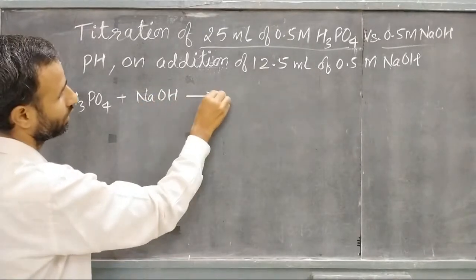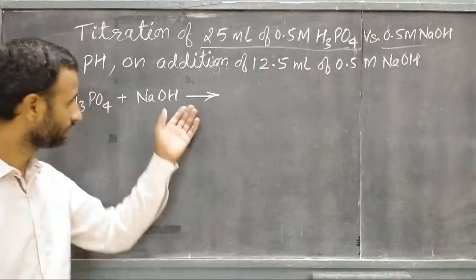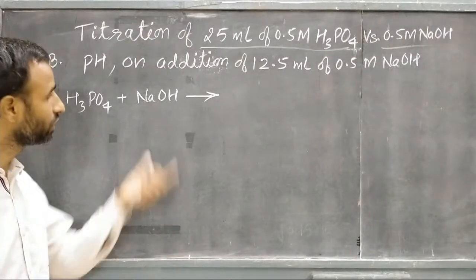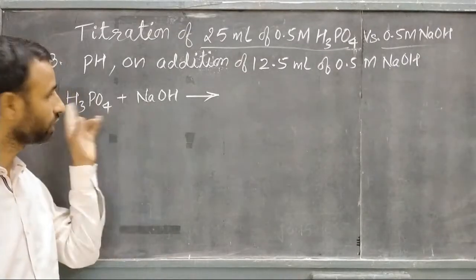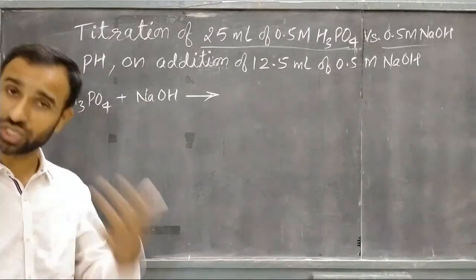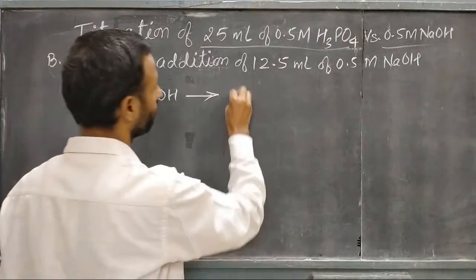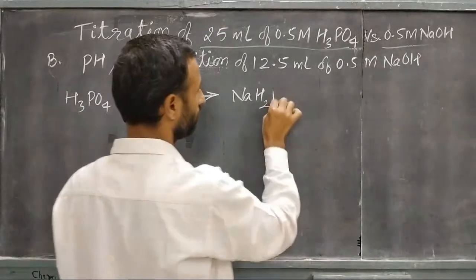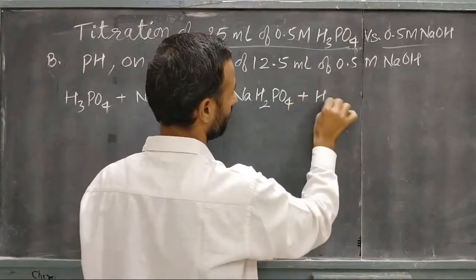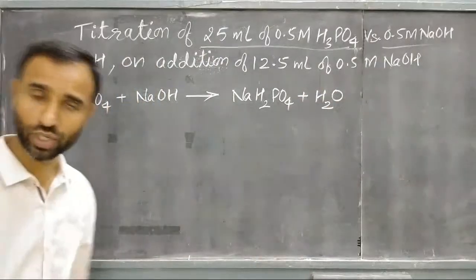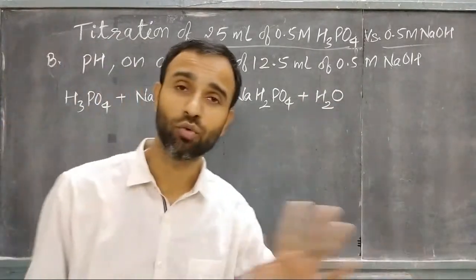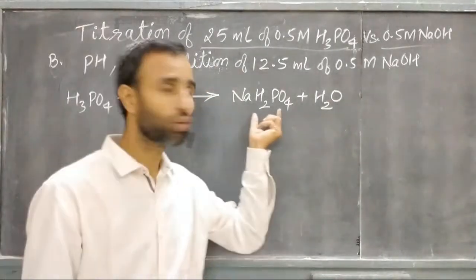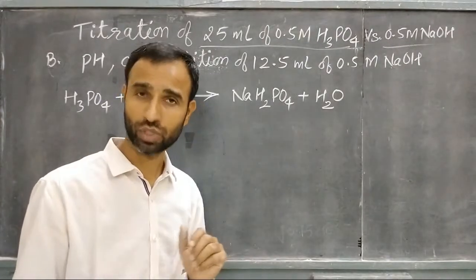So now there is an acid-base reaction. Phosphoric acid, obviously, is an acid. Sodium hydroxide is a base, so an acid-base reaction takes place, and one of the H plus ions is replaced by sodium and we get this product. Okay, that means we are going towards the first equivalence point, when the whole phosphoric acid is converted into sodium dihydrogen phosphate.